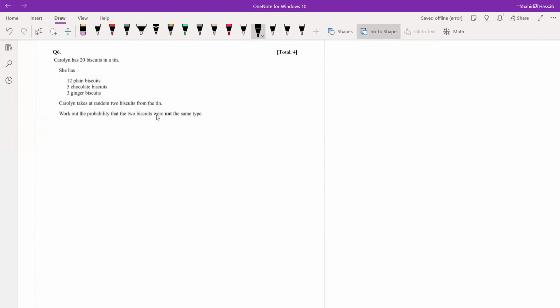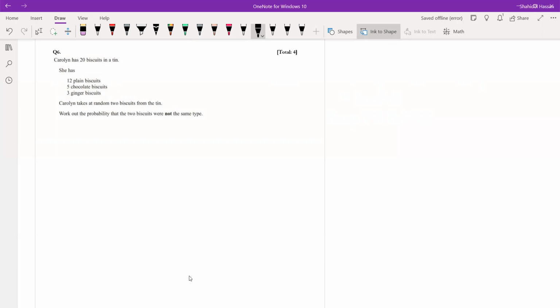Next, question number 6. Caroline has 20 biscuits in a tin. Jose, are you there? Yes, sir. Question number 6. Caroline has 20 biscuits in a tin. She has 12 plain biscuits, 5 chocolate biscuits, and 3 ginger biscuits. Caroline takes at random 2 biscuits from the tin. Work out the probability that the 2 biscuits were not the same type.